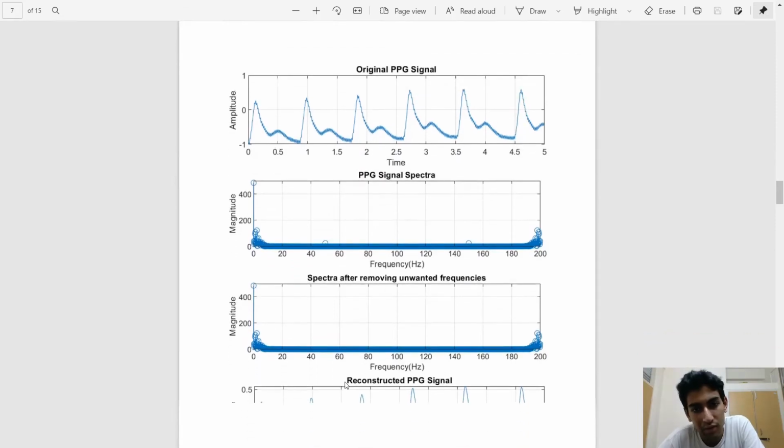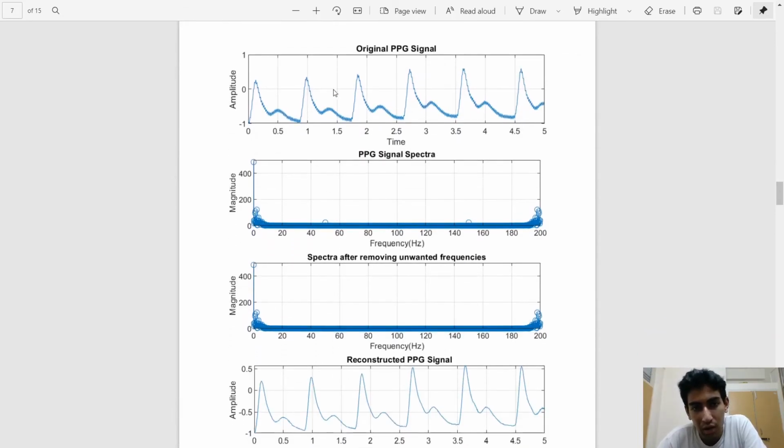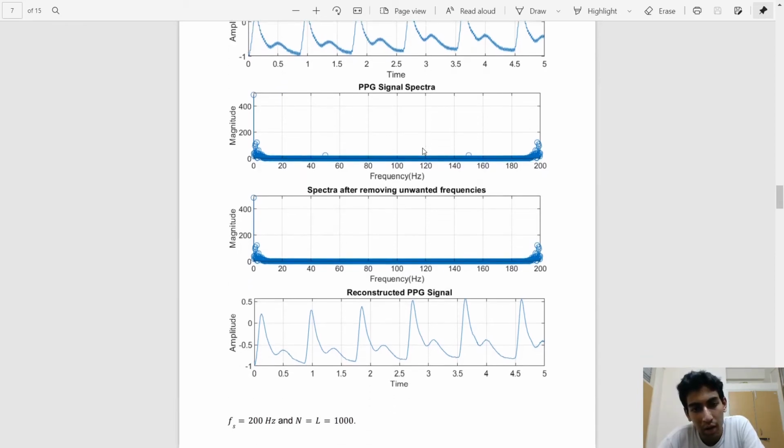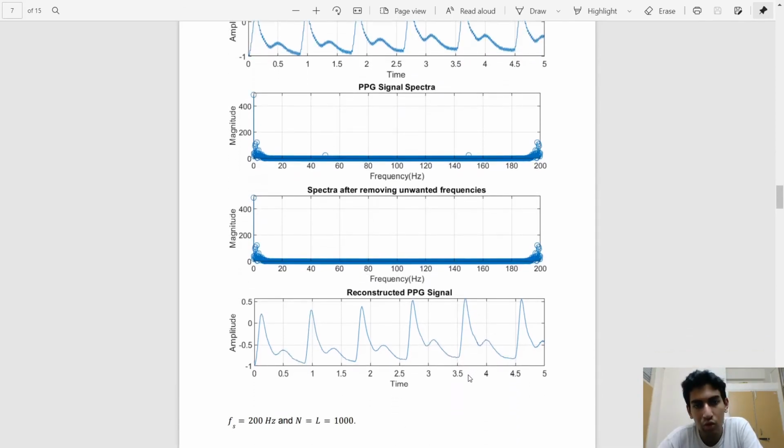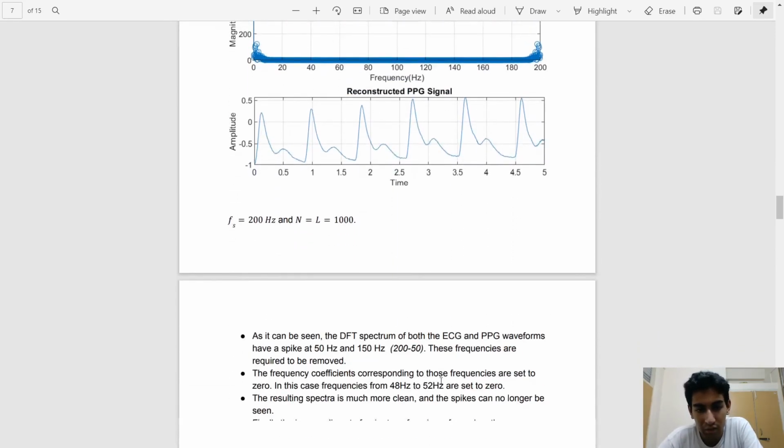I've done the same for the PPG signals. In the PPG signal we had a high frequency noise component, and that can be seen in the spectrum here. After removing all the frequencies that we don't want, from 42 Hz to 52 Hz, we get this, and we just reconstruct it, and as you can see it is a much cleaner reconstructed PPG signal with no high varying frequencies.